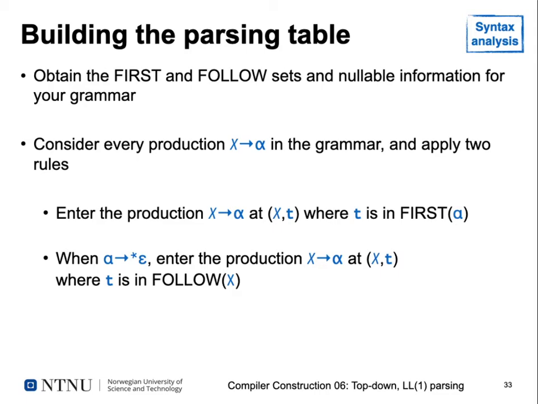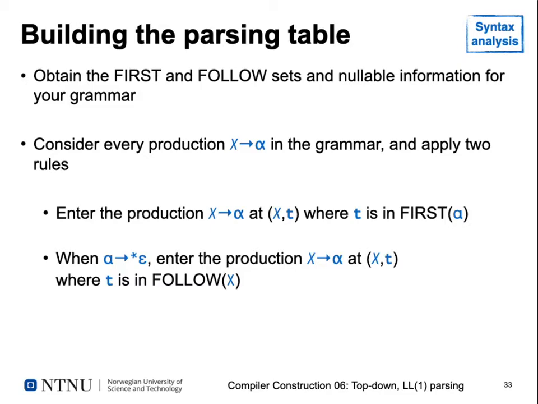So now we need to build the parsing table. We do this by obtaining the first and follow sets and also the nullability information for our grammar. Then we take a look at every production, X derives alpha, where we've seen alphas are the combinations of terminal and non-terminal symbols. And then we try to apply two rules.